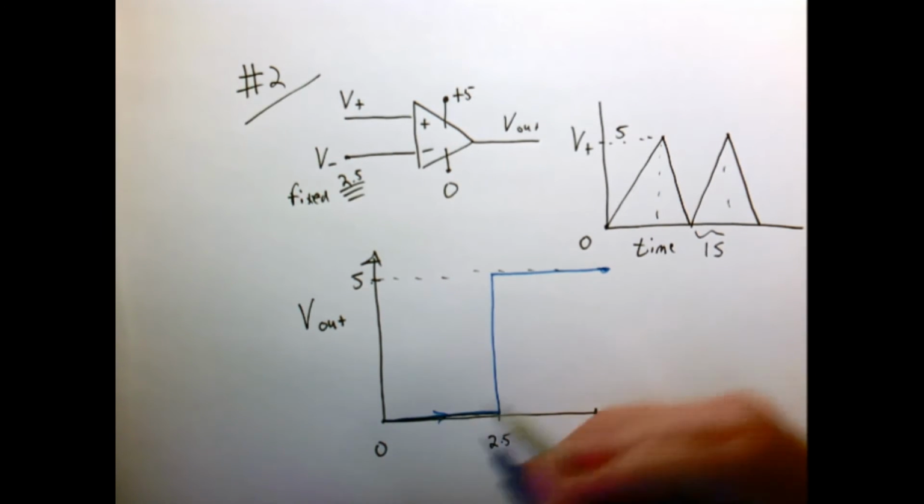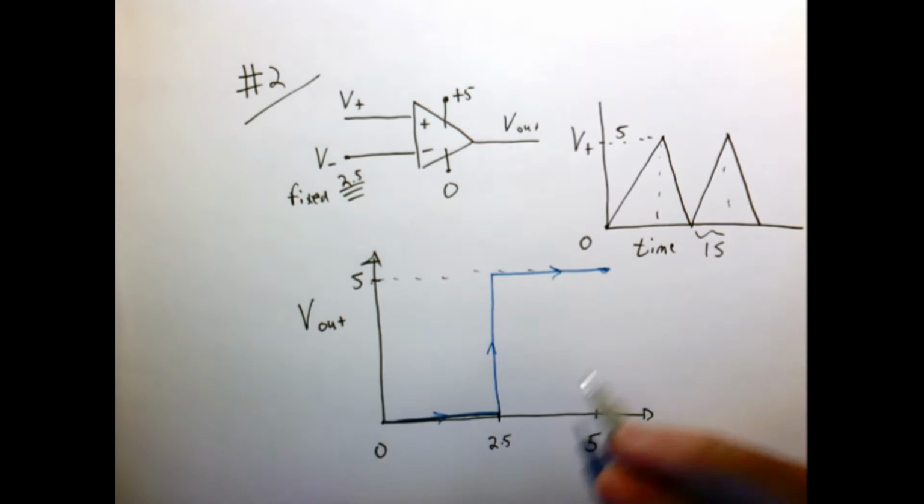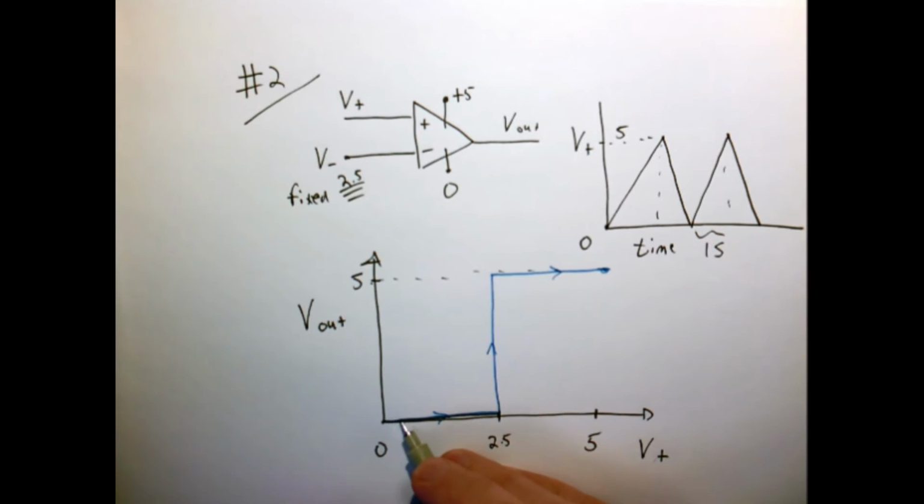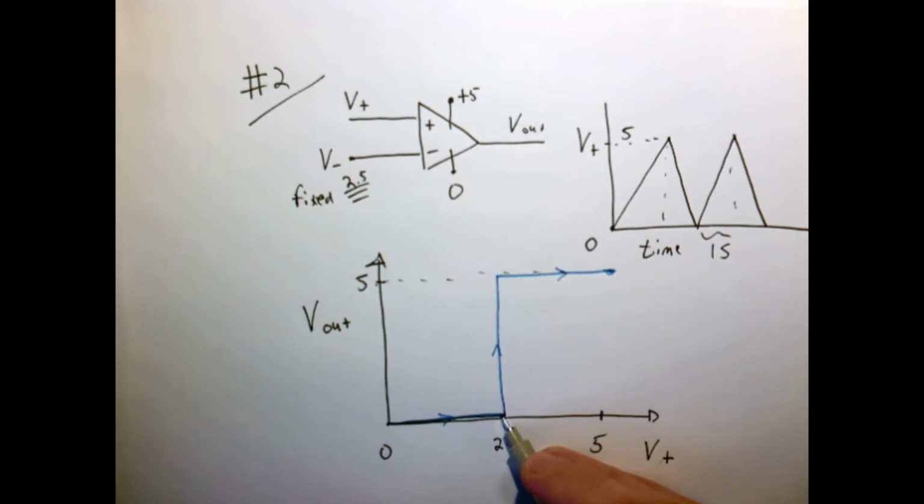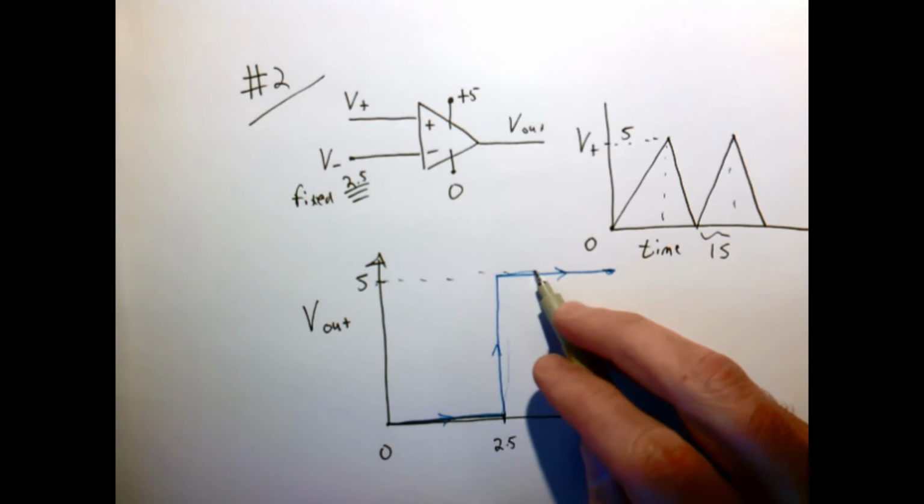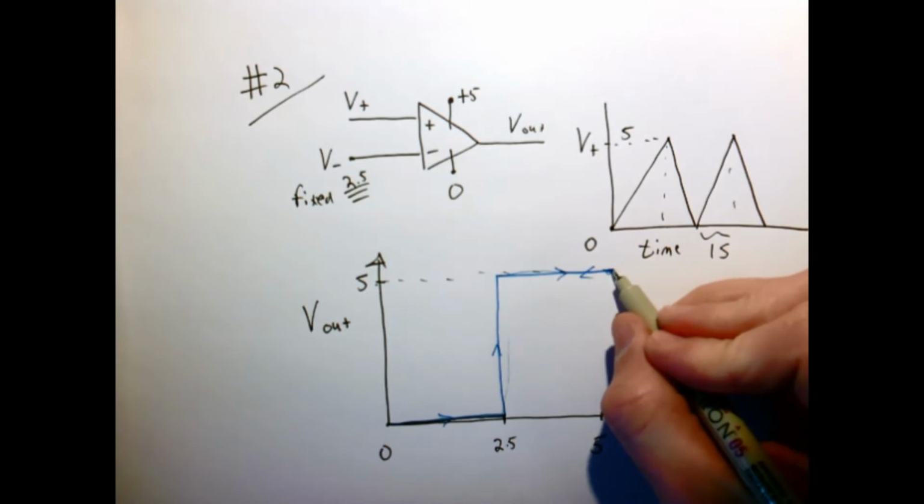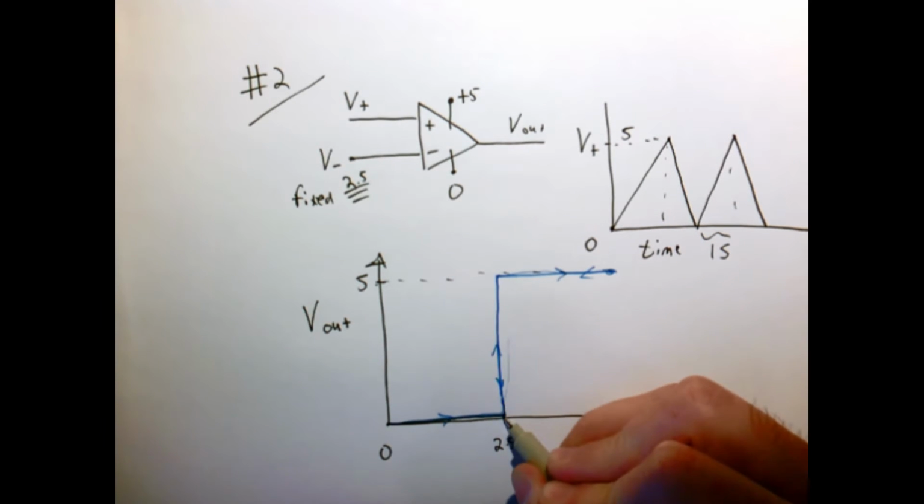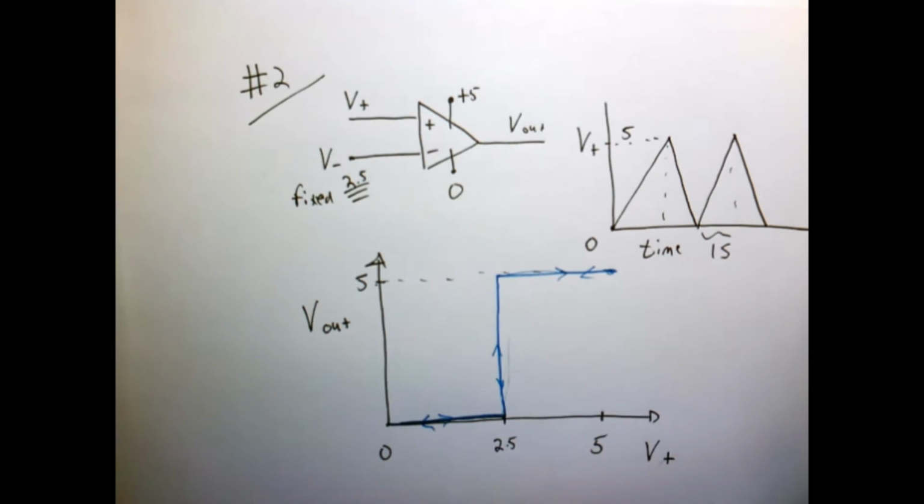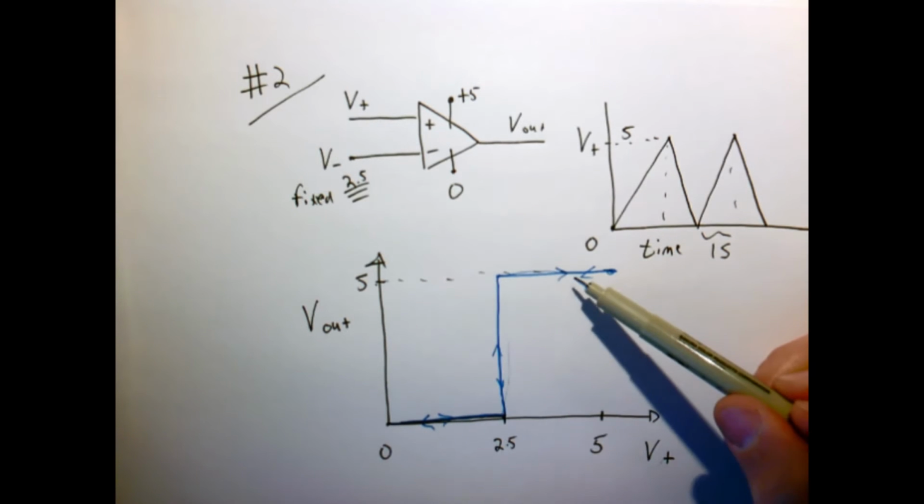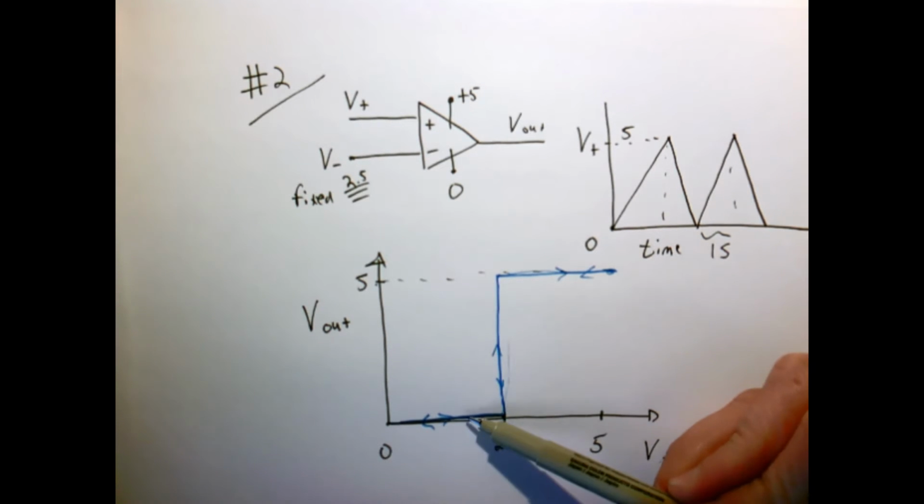So in time, on the up part of the ramp, V out is at 0, then it jumps up to 5, and then it's 5. On the down part of the ramp, it jumps back down to 0. So in this particular configuration, there are apparently only 2 voltages, 5 and 0.